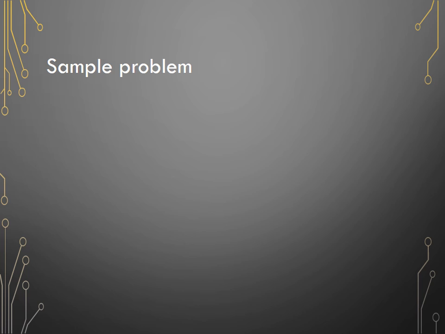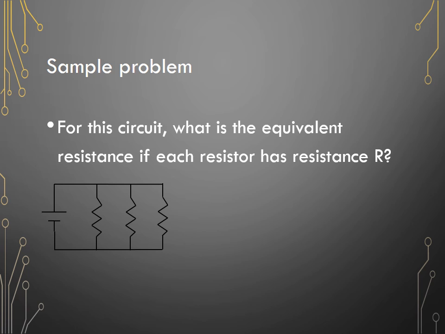Okay, here's the sample problem. For this circuit, I want to know what the equivalent resistance is of the whole thing if each resistor has resistance R. Okay, so I know that 1 over my equivalent resistance is 1 over R plus 1 over R plus 1 over R, which I can simplify as 3 times 1 over R, or 3 over R. So I flip both sides to get the equivalent resistance. That's the tricky part. Don't forget to invert after you've added up all the fractions. All right, so my equivalent resistance is just 1/3 of R, or R over 3.